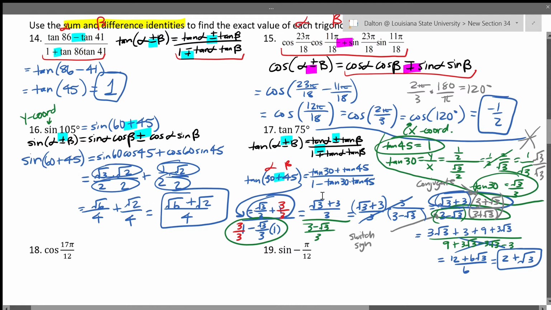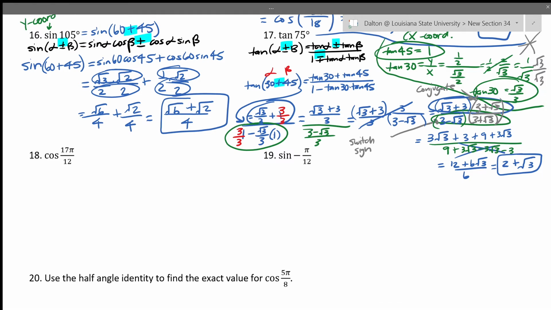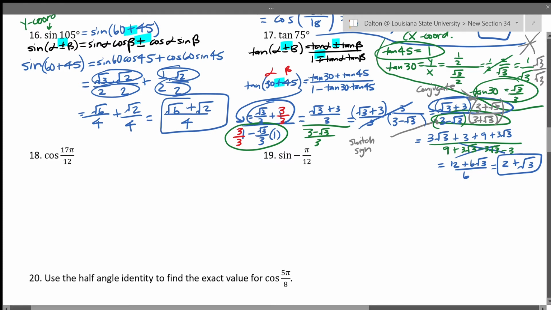Cosine of 17 pi over 2, if I want to use the sum and difference identity for this, the first thing I would probably do if I were you is go ahead and convert this radian into a degree by multiplying by 180 over pi. So if I do that, then I end up with 255 degrees. Now, again, 255 is not on your unit circle. So that's why I prompted you to use the sum and difference identity for cosine, which we've already used.